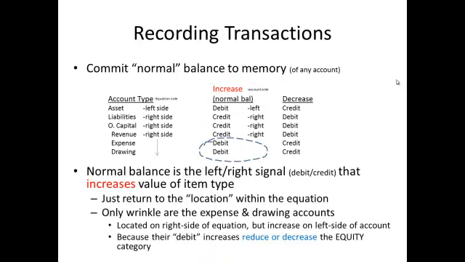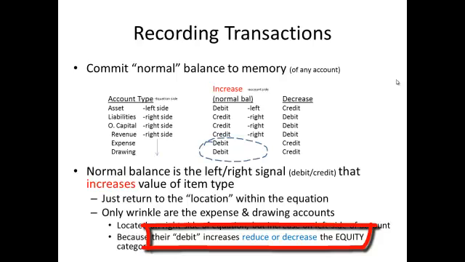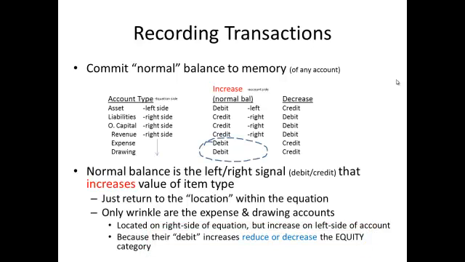The wrinkle, as mentioned, are the expense and drawing accounts. Although they're both located on the right-hand side of the equation, they increase on the left-hand side of the account, but that increase on the left-hand side, that debit increase, reduces or decreases the equity category. Again, the equity category, we expect it to have a credit balance under normal circumstances.